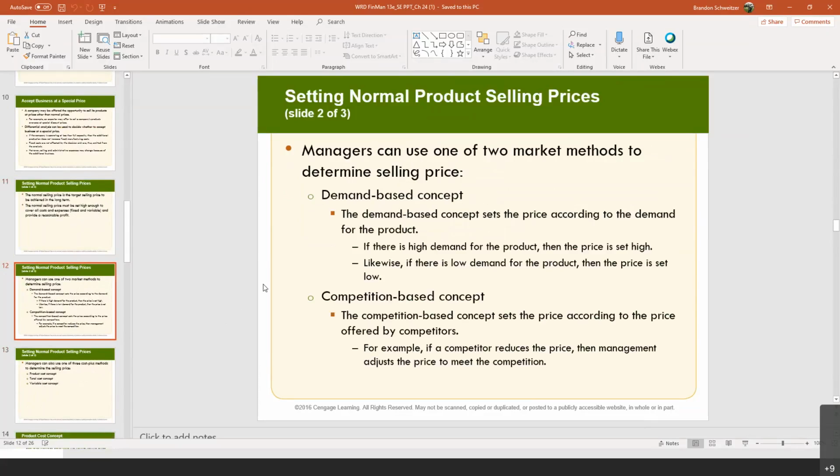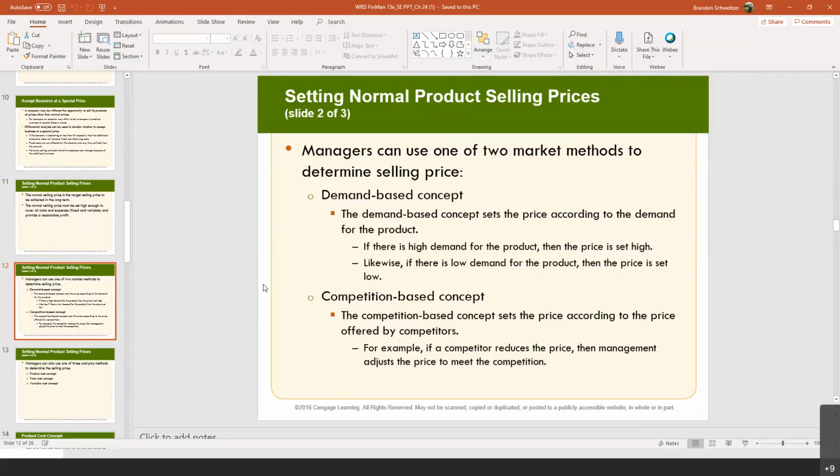So also during this process, managers can use one of two market pricing methods. We have what's called demand-based concept and competition-based concept. In demand-based concept, we set the price according to the demand for the product. So if there's a high demand for the product, we set the prices higher. For example, toilet paper, great example at this time, right? So as we know, it's in high demand right now for some ridiculous reason or another. And so what we see is the price is rising for that product because it's now in higher demand. And as the demand goes lower, we'll bring that price back down. So likewise, if the demand is low for the product, we set the prices lower. Makes perfect sense. That's called demand-based pricing.